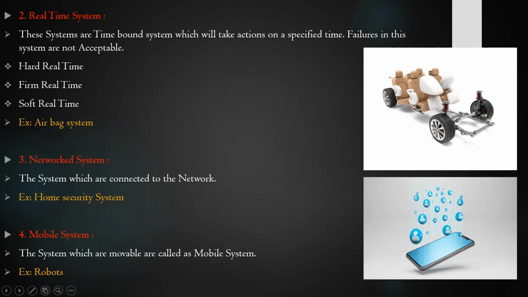Network system: these are systems which are connected to a network. An example is a home security system. Fourth is mobile system. The systems which are movable are called mobile systems. Examples are robots.